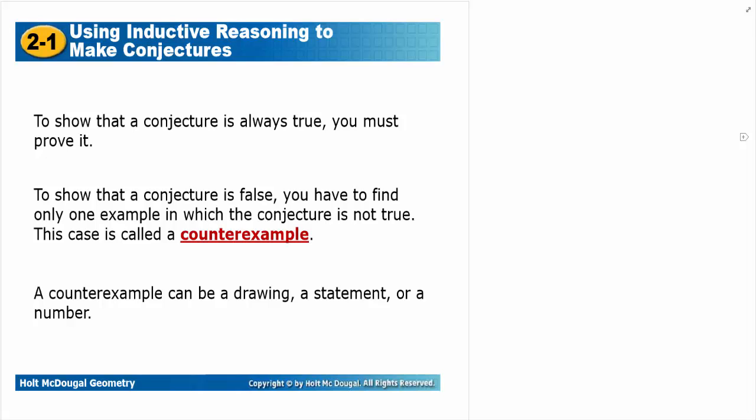And so to show that a conjecture is false, you have to find only one example in which a conjecture is not true. So this is going to be our counterexample. And we're going to start finding them. It's one of our key words, which is why I'm circling it. So we want to have that definition. Again, a counterexample can be anything that proves it to be wrong. Depending on the situation, it can be a drawing, a statement like a sentence, or a number, or a situation that involves numbers. So make sure you get that definition, then we'll move on.